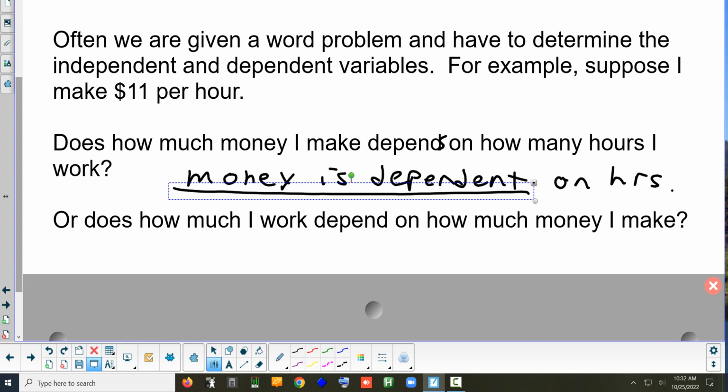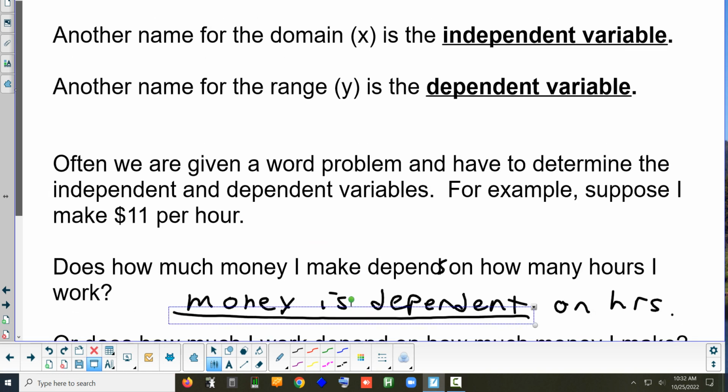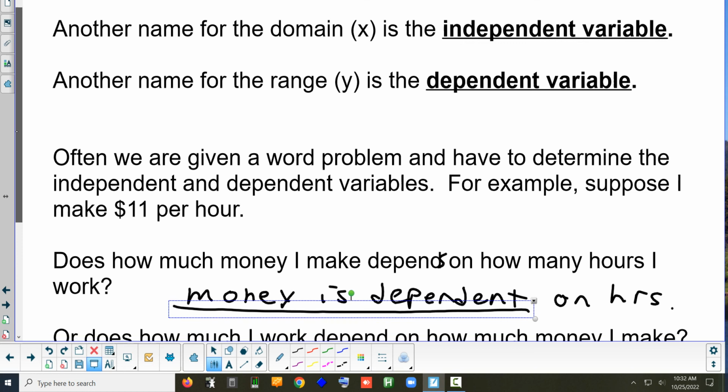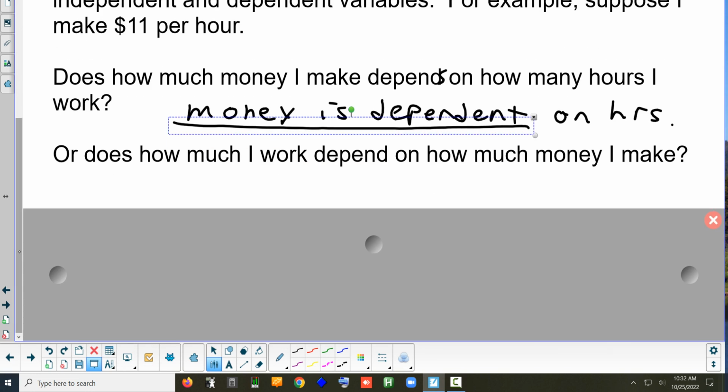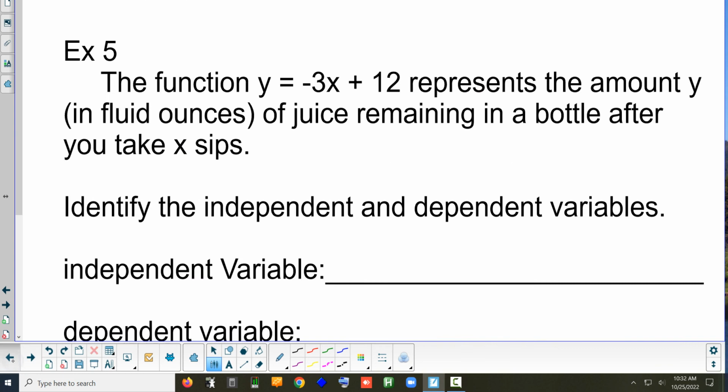Y. Kind of a general rule is anytime you're dealing with a problem about money, money is usually the y value. Usually money depends on something. And in this case, the other variable is hours. That would be the x variable, which we would call independent. So money would be the y, hours would be the x.